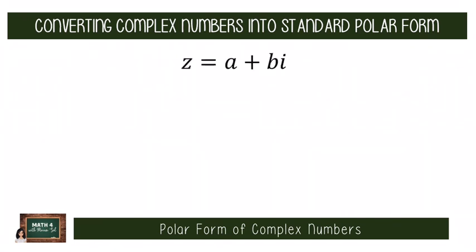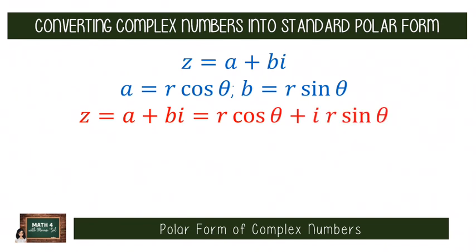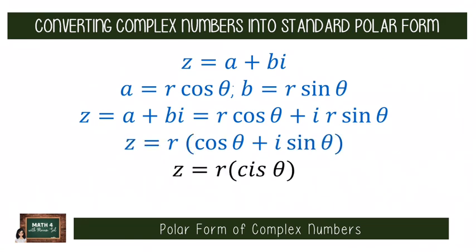Logically then, if z is equal to a plus bi and a is equal to r cosine theta and b is equal to r sine theta, then z is now equal to r cosine theta plus i r sine theta. Factoring r out, we have z is equal to r times the quantity cosine theta plus i sine theta. Most of the time, we use the shorthand notation r cis theta to denote this, where c is for cosine, i is for the square root of -1, and s is for sine of theta. This is what we call the standard polar form of complex numbers.